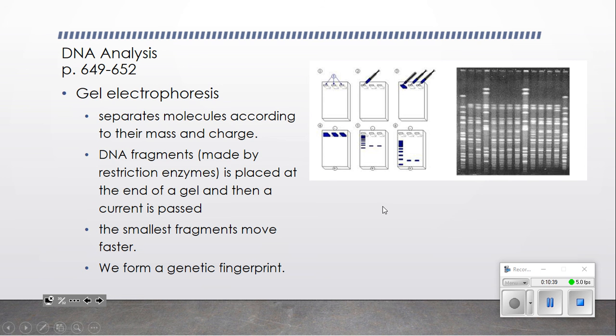Now, would anyone like to ask anything here about gel electrophoresis?